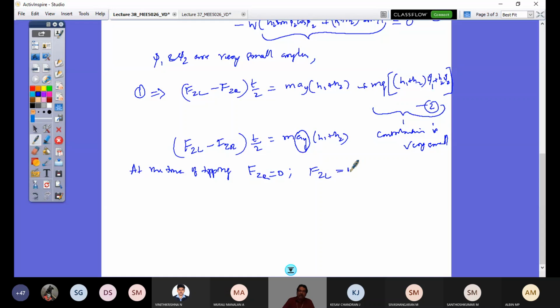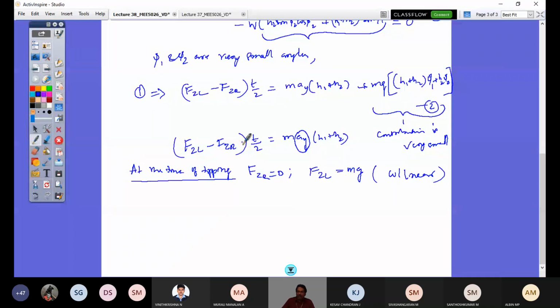So at that stage, what is happening? Both this F_zL reaction and mg have become collinear, and they balance. That is at the time of tipping. That is the impending state. If it goes further, when it is not collinear and mg goes outside this normal, then rollover has to happen. That is the edge point. That's the condition.